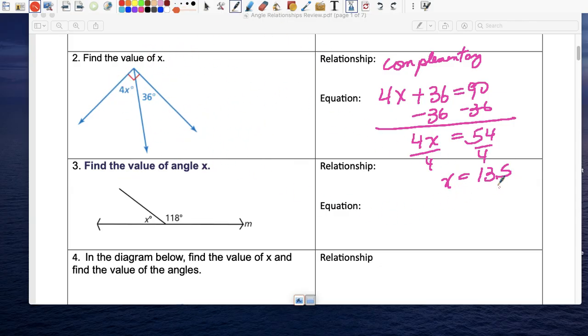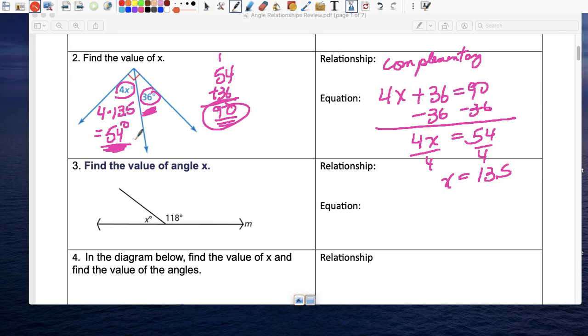That's not the value of the angle, it's the value of the variable. To find the value of the angle, I would go 4 times 13.5. 13.5 plus 13.5 is 27, and then 27 plus 13.5 plus 13.5 would be 54. So that equals 54. Notice that if I take the value of this angle, which I now know is 54, and add 36, I should get 90, because we established right from the beginning that this angle plus this angle equals 90, and it does. Now I know that one is 36 degrees and the other one is 54 degrees.